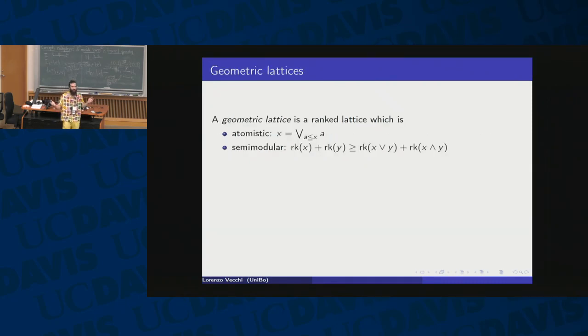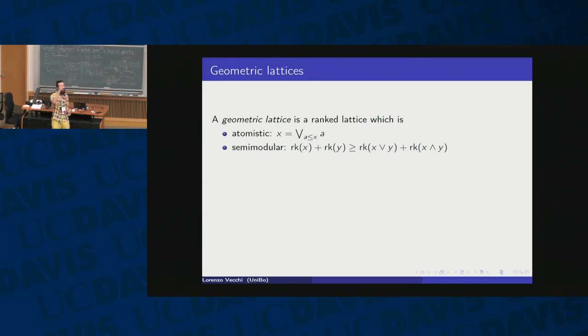Okay, there are very different equivalent ways of introducing matroids. I will choose to do it through poset theory. Let me give a first definition. A geometric lattice is a ranked lattice, which is both atomistic and semimodular.